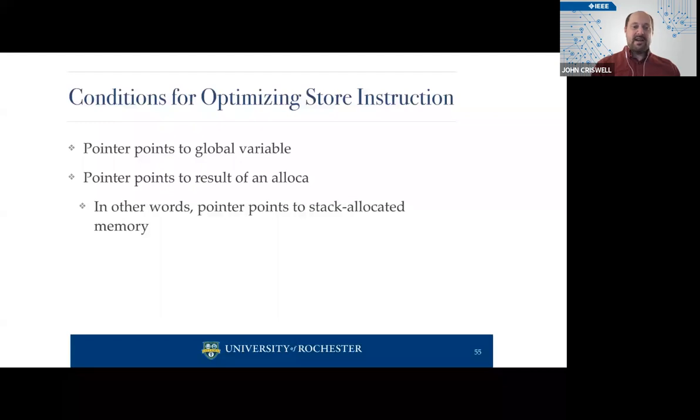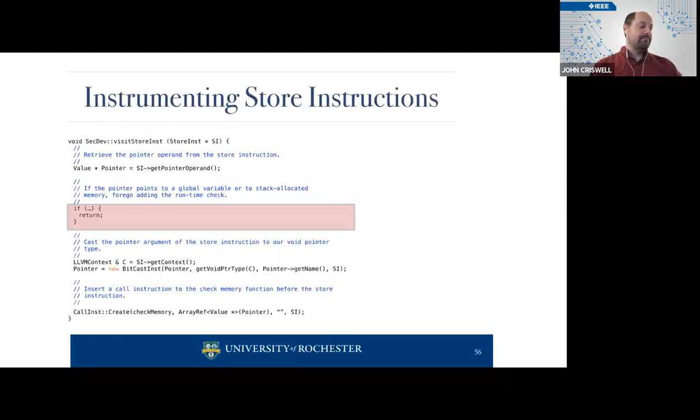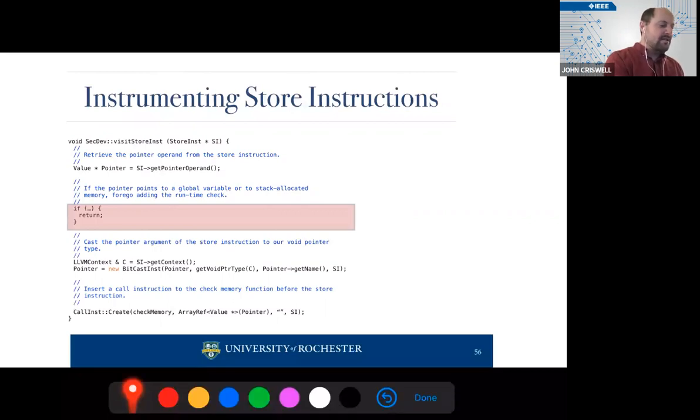So how can I enhance my pass to optimize those away, right? So let's say I've got this example here. So again, I've got visit store instruction. This is the exact same code as before. But what we want to do here now is if some condition holds true, I just want to return, right? So basically, if the pointer points to a global variable or to stack allocated memory, forgo adding a runtime check. You just let it go, right? So just return here, don't insert all of this code that actually inserts the bitcast instruction and the call instruction. Okay. So what code do you think we might put in here?